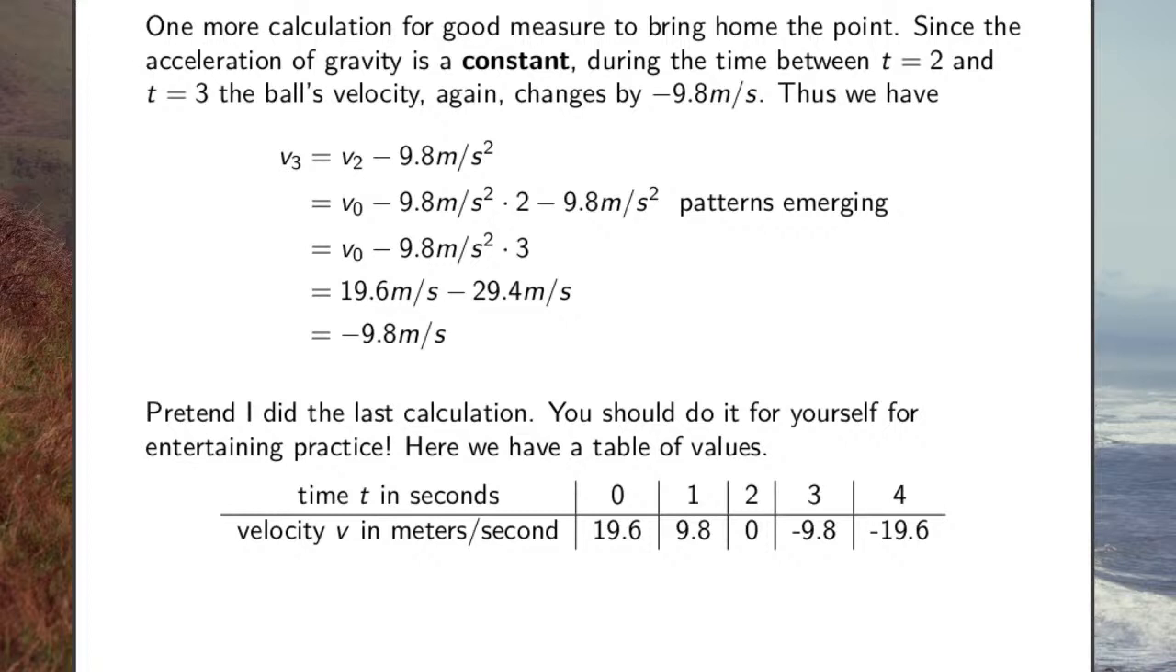Let's do one more. Once again, I'm going to do this algebra trick, right? I know that in between second 2 and second 3, the ball's velocity will again change by negative 9.8 meters per second. And so the velocity 3 seconds after the ball is thrown will be whatever the velocity was 2 seconds after the ball was thrown, minus 9.8 meters per second squared, per second, sorry.